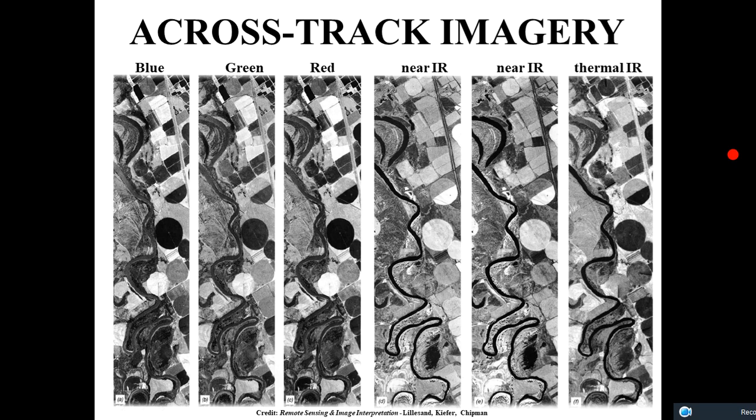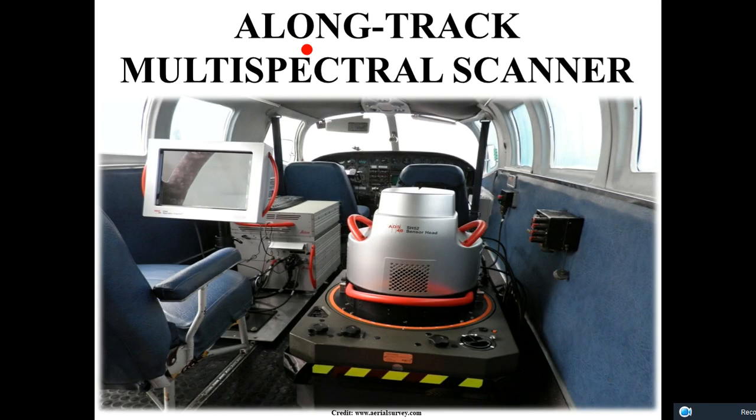So here you can see various images taken in different bands. If you combine all these together, we'll get a multispectral remote sensing system. So this is how across-track imageries are obtained, and this is an example shown here.